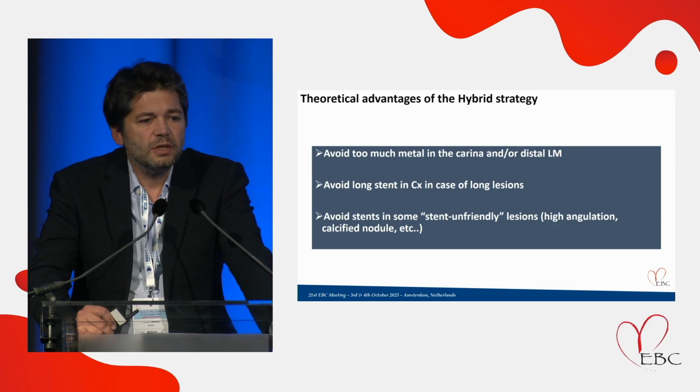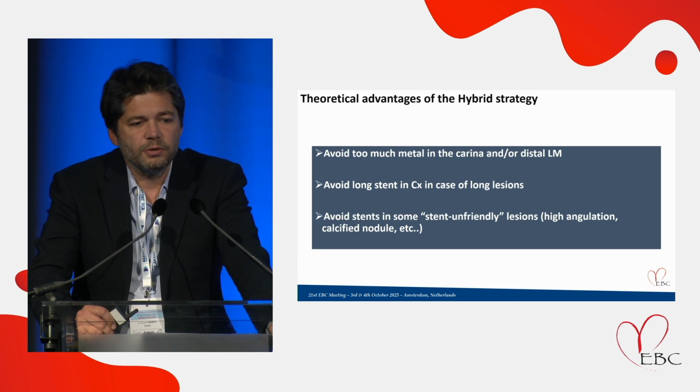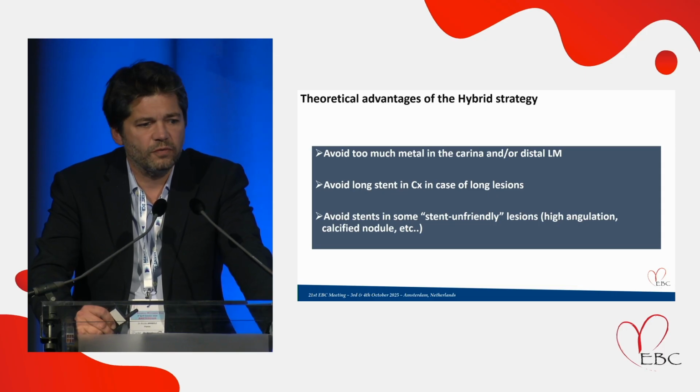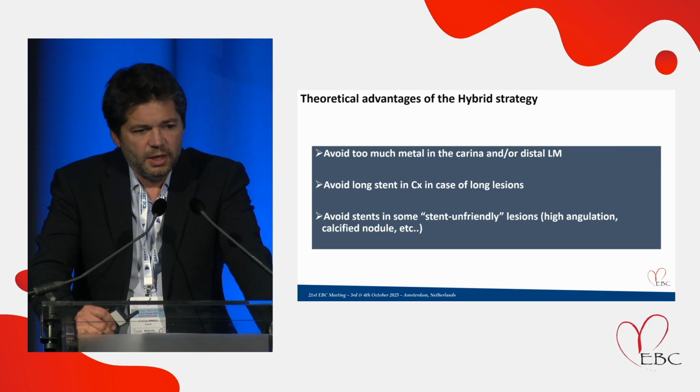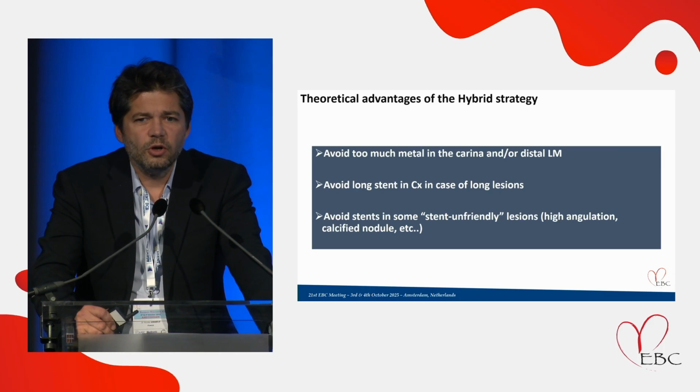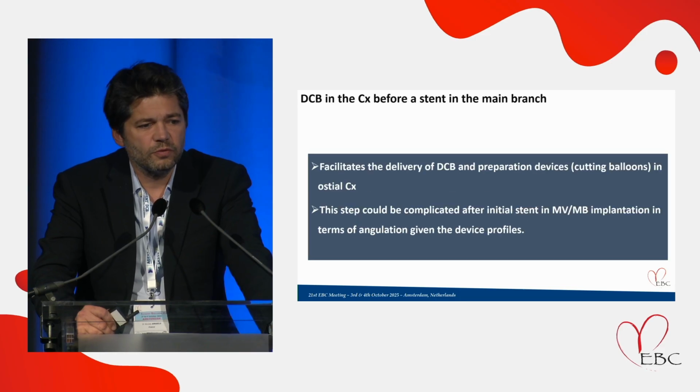So, of course, the hybrid strategy has some advantages. First is to avoid too much metal in the carina on the distal left main, to avoid a long stent in the circumflex in case of long lesions, and maybe to avoid stents in some stent-unfriendly lesions with high angulation of the circumflex, or calcified nodules. And so if you go for this hybrid strategy, it's better to first apply the DCB to the ostium of the circumflex.